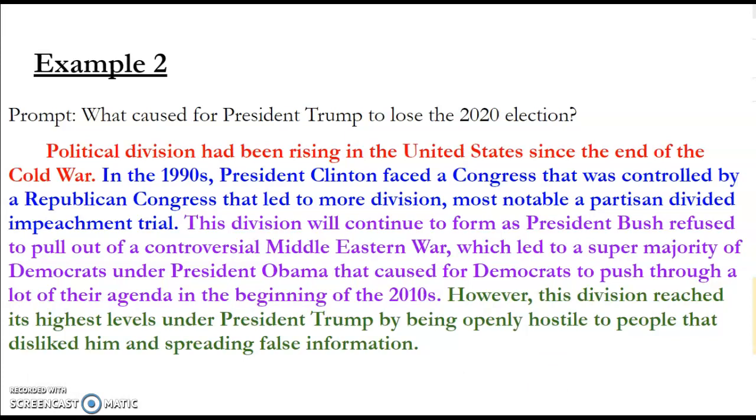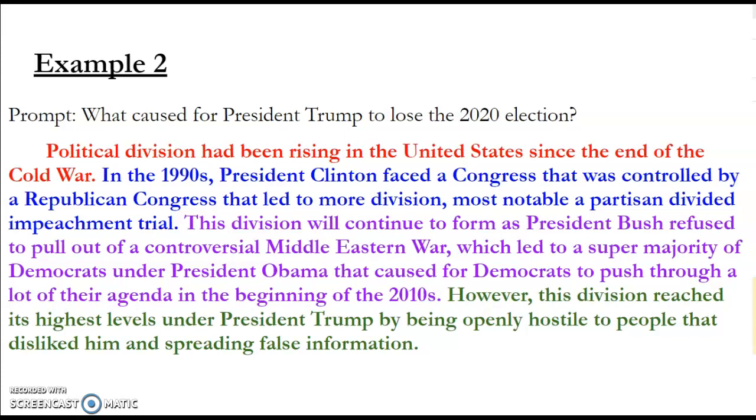I say political division had been rising in the United States since the end of the Cold War. In the 1990s, President Clinton faced a Congress that was controlled by Republicans, which led to more division, most notably a partisan divide and impeachment trial. This division would continue to form as President Bush refused to pull out of a controversial Middle Eastern war, which led to a supermajority of Democrats under President Obama that caused Democrats to push through a lot of their agenda beginning in the 2010s. However, this division reached its highest levels under President Trump by being openly hostile to people that disliked him and spreading false information. Again, four different sentences, but instead of me covering 4 years, I've now covered 30 years.